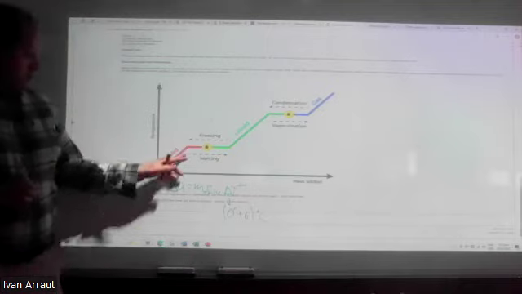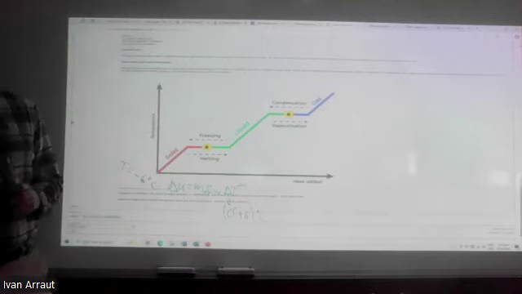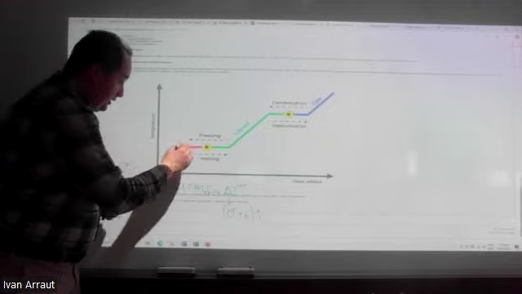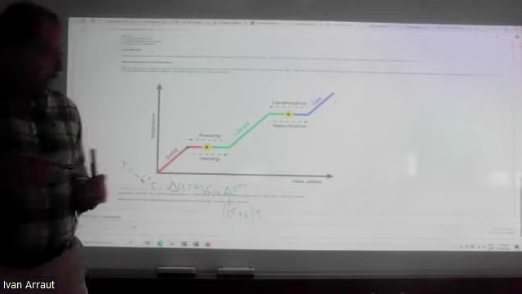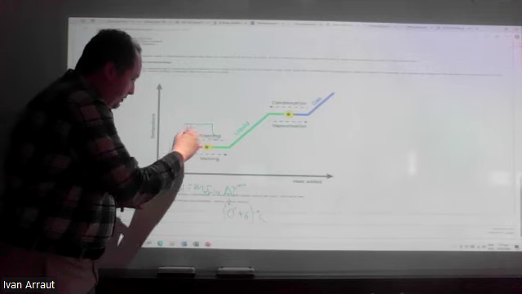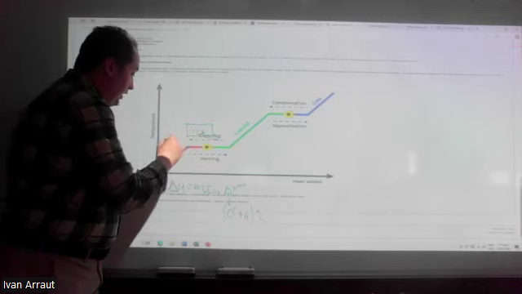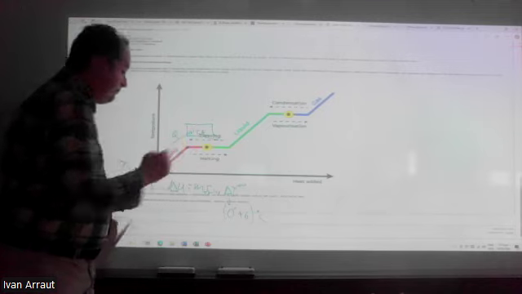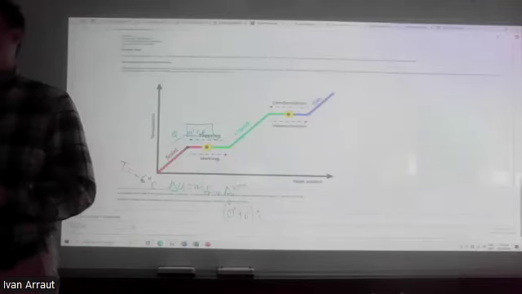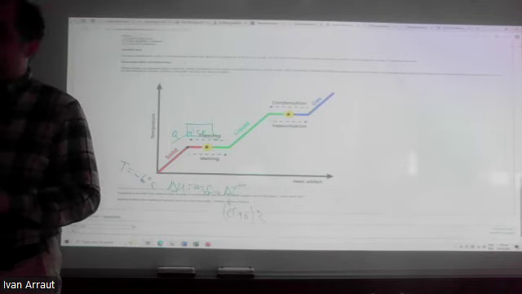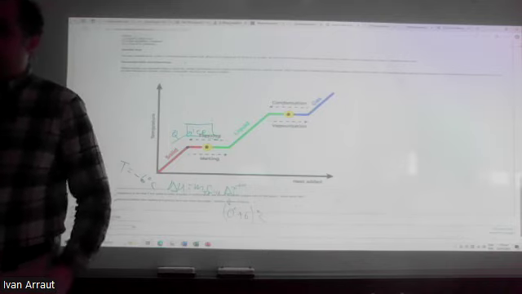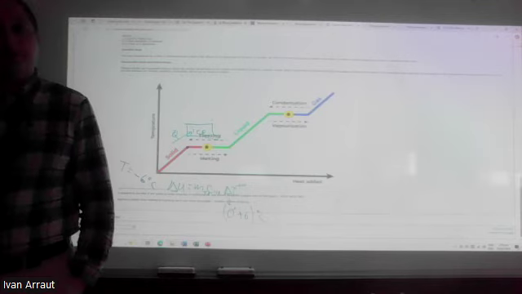But then what happens when you reach 0 degrees? You are here and you continue to input heat. You have the piece of ice, and you input some heat. Does the temperature change? Not for a while. Why?